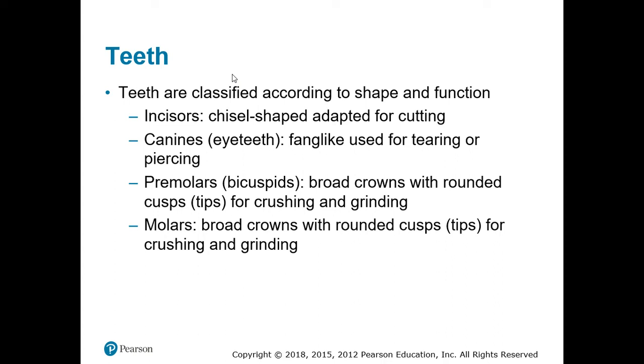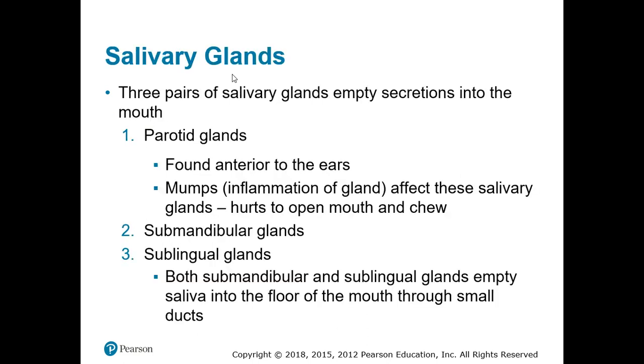Canines are more fang-like, and these are used for tearing or piercing food, like if you're ripping off a piece of bread or a piece of meat. Your premolars and your molars generally look similar. Your molars tend to be bigger than your premolars, and these are rounded and more flat because they're used for crushing and grinding food.